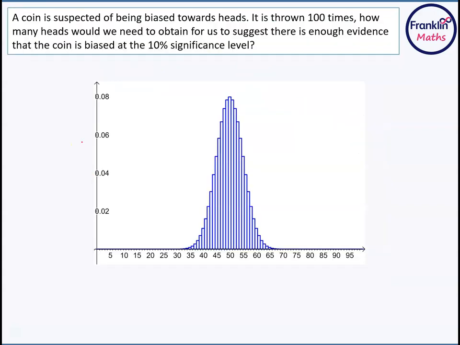So moving forwards. Now you've seen questions like this before. We think the coin is biased towards heads. We're going to throw it 100 times. How many heads would we need to obtain for us to suggest there is enough evidence that the coin is biased at the 10% significance level? Not my greatest bit of English there, but you get the gist of what's going on.